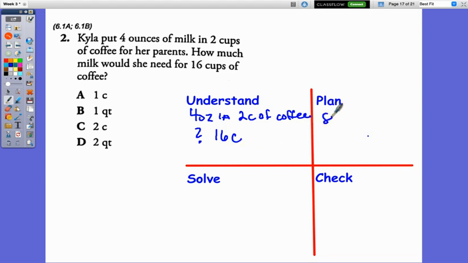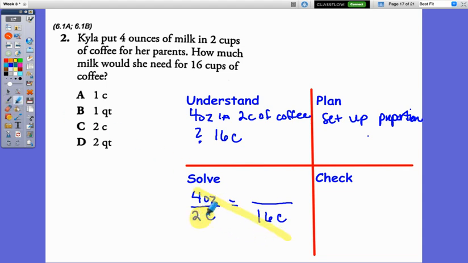So I am going to set up a proportion. And where do we get all these numbers? Well, we're going to use our chart. We have 4 ounces in 2 cups of coffee. And then I'm going to know how many are in 16 cups. So this is my proportion. I'm going to cross multiply and divide. And I get 16 times 4 is 64. Divide that by 2. I get 32 ounces.